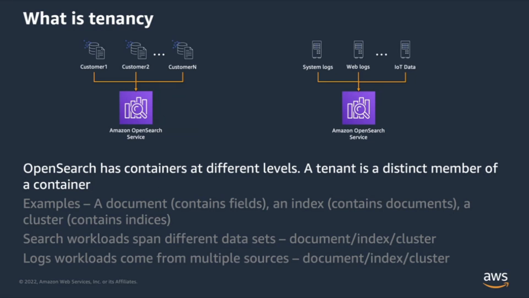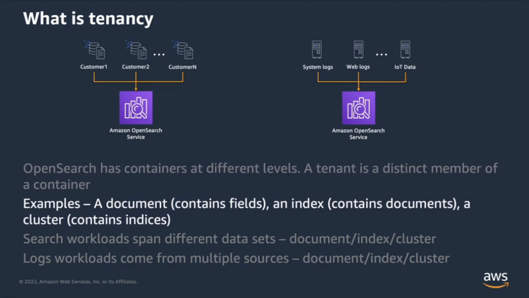On the logging side, we have different log sources. We have system logs, you have web logs, you have IoT data. All of that data is going to come to Amazon OpenSearch Service. You can view Amazon OpenSearch Service as a container. And the container in this case is holding customers or log data, right? But there are actually many different levels of this. So OpenSearch has containers at those different levels. When we talk about tenant, a tenant is a member of a container. In the search workload, it would be one of the customers. In the logs workload, it'd be one of the log files.